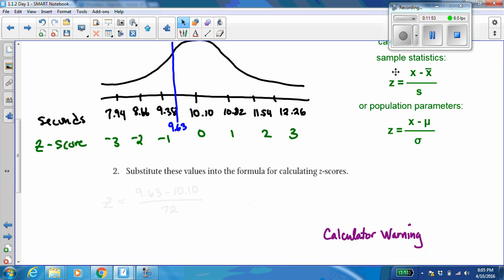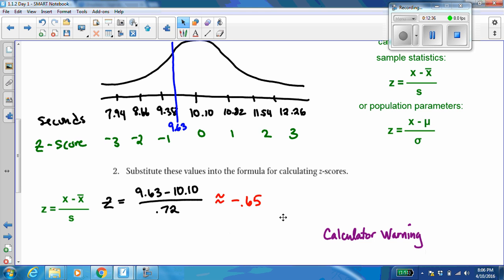Either one of these is fine. I'm going to go ahead and use our sample statistic one. Our z-score, again, we get by taking Usain Bolt's time, 9.63, minus the mean of the 2012 Olympics, divided by the standard deviation. So if we look at our data and substitute those values in, we get z equals 9.63 minus 10.10, divided by 0.72. So we end up getting a z-score of about negative 0.67.